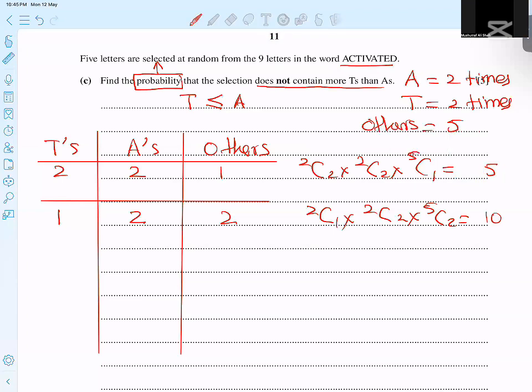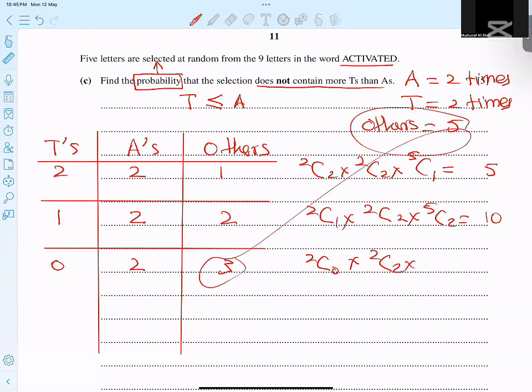Okay, let's talk about the next situation. Next situation, students, we have what? If I take 0 T's and 2 A's, and I'm looking to make it 5, I need 3 more. So from the 2 T's, I need none, 2C0. And from the 2 A's, I need both, so 2C2. And from the other 5, I need 3.